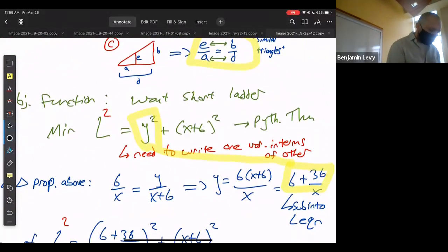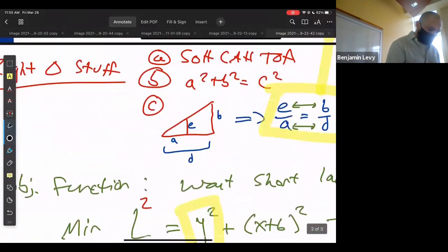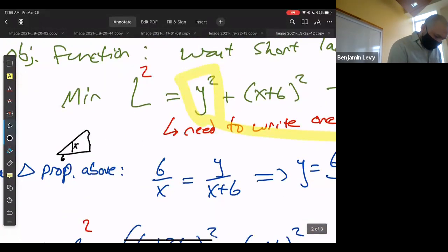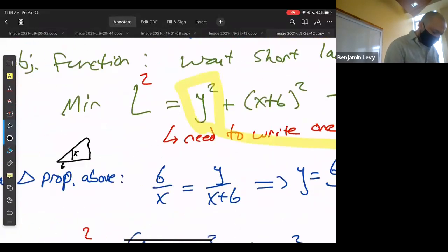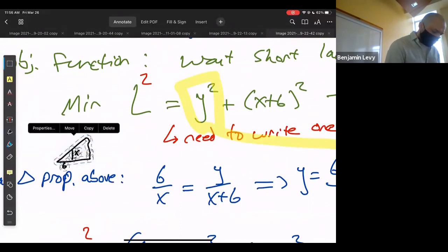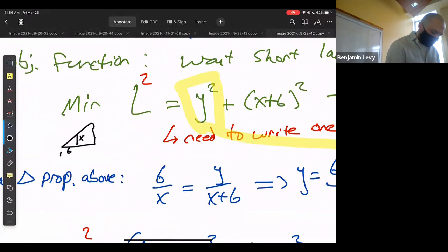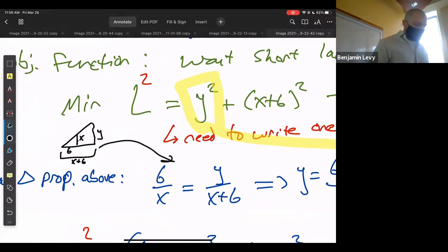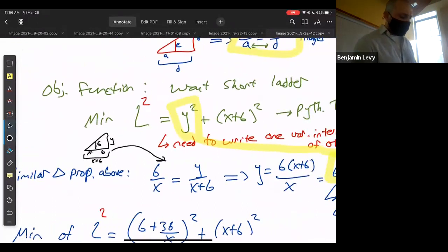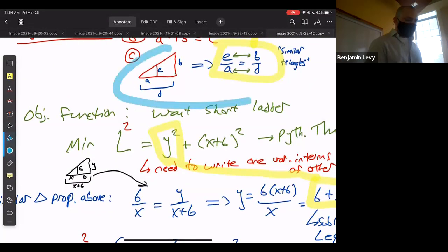Let me redraw the picture right here. Maybe that would be helpful. So our picture looks like this, where we had an x and a 6, and then the whole thing was x plus 6. This is y. And so that led to these things. God, I mislabeled it again though. Those x's and the 6 need to be switched. So it's a similar triangle thing, Sebastian. There's this thing right here that I was trying to explain. Let me know if I can say something more about that.